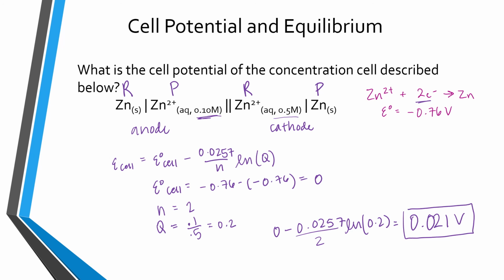And if we look, our reactants were higher than our products, so we expected this to shift right, which would increase the voltage, and it did.